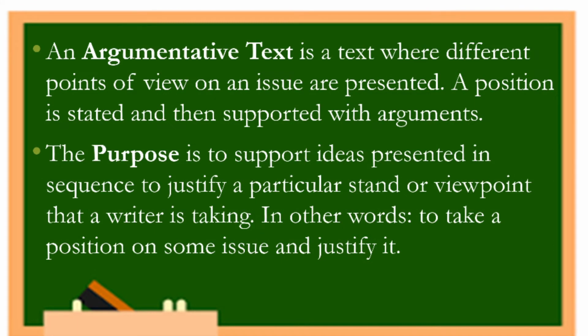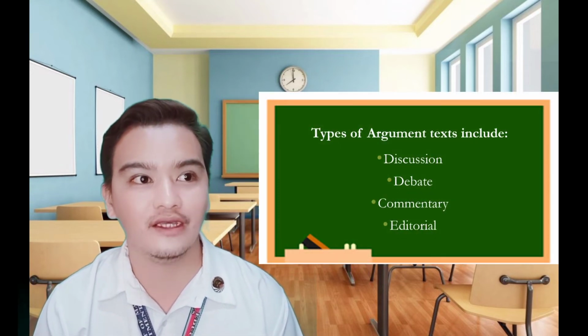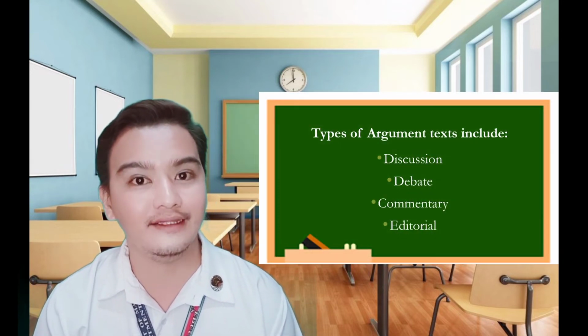Also, an argumentative text is a text where different points of view on an issue are presented. A position is stated and then supported with arguments. The purpose is to support ideas presented in sequence to justify a particular stand or viewpoint that a writer is taking. In other words, to make or to take a position on some issue and justify it. Here are types of argument. We have discussion, debate, commentary, and editorial.